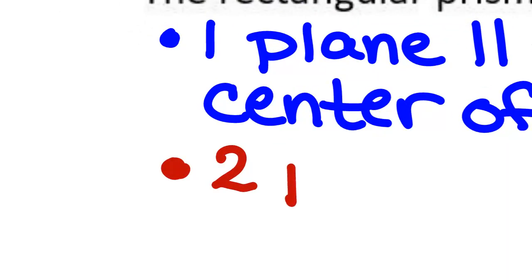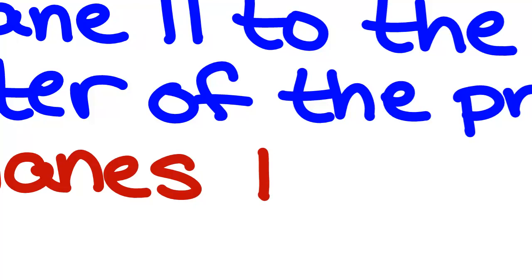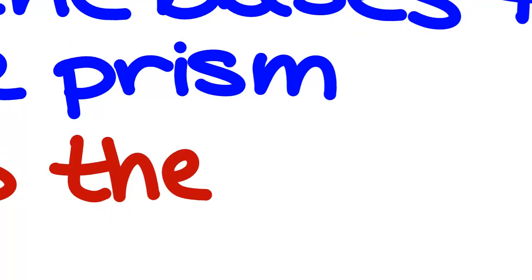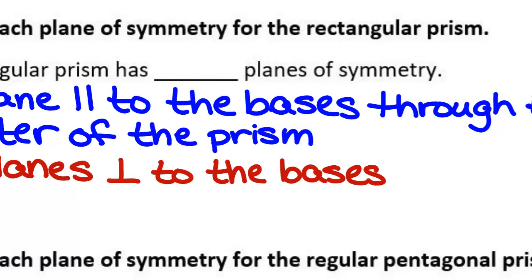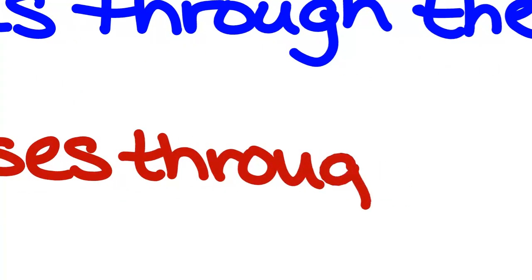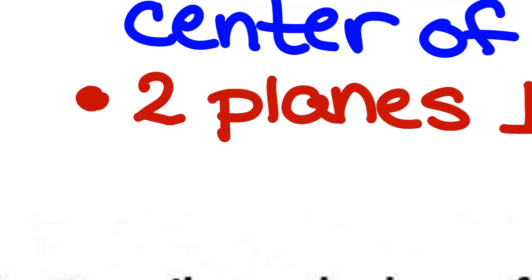There are two planes perpendicular to the bases. Perpendicular to the bases means I'm cutting through those bases, straight down through them. Two planes of symmetry perpendicular to the bases through the midpoints of the opposite sides. This is how I guarantee that it's cutting it in half.